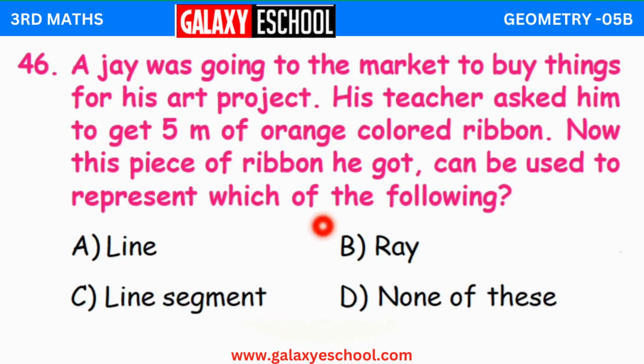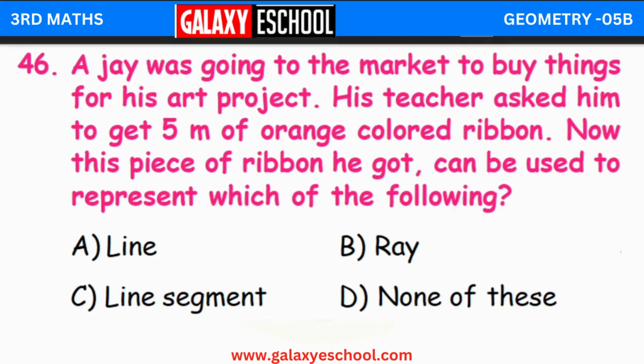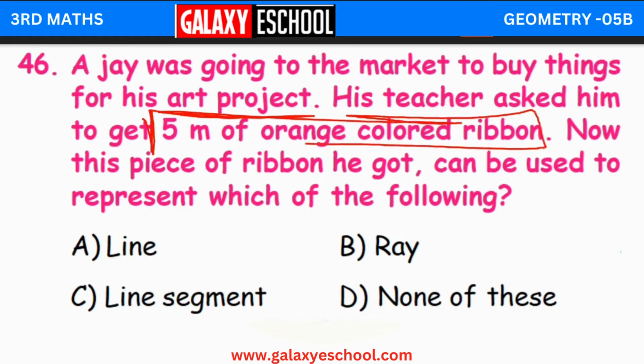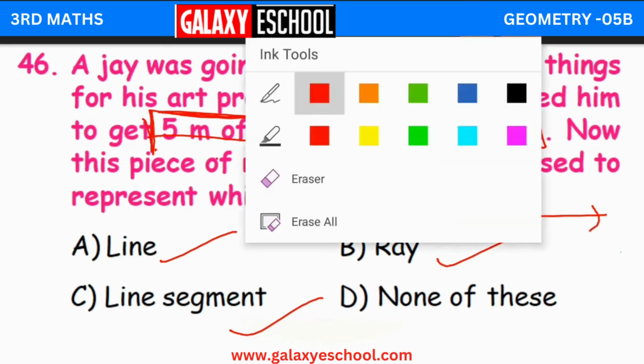Question 46. Ajay was going to the market to buy things for his art project. His teacher asked him to get 5 meters of orange colored ribbon. Now this piece of ribbon he got can be used to represent which of the following? Now what did our Ajay do? He got 5 meters of orange colored ribbon. Now what will it be? Will it be a line, ray, or a line segment? When I am talking about this 5 meter ribbon, the length is only this much.